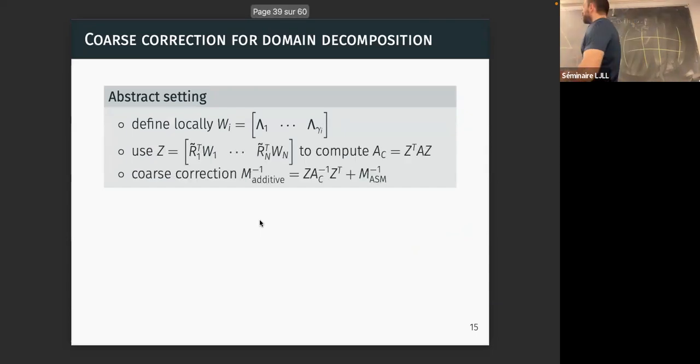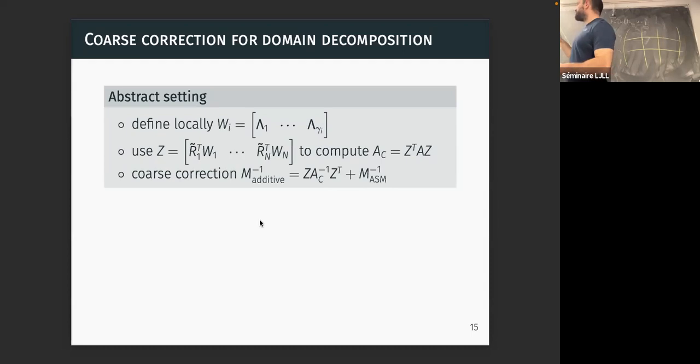The coarse correction is basically defined in three steps. First, we define local operators on each subdomain. If you want more detail, we will speak later on about this. Then we can define a global matrix Z, which is the column-wise concatenation of those local operators. And this global matrix Z can then be used to compute a Galerkin product, Z transpose A Z.